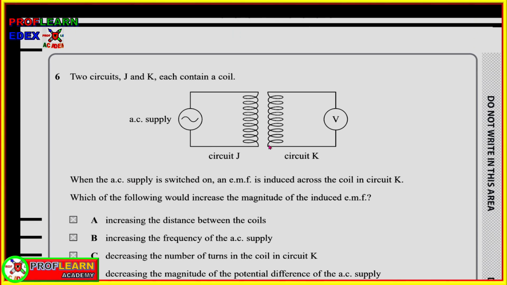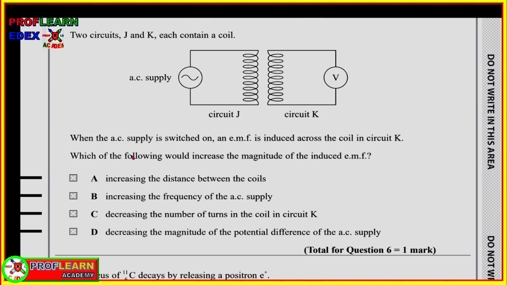Yeah, so those are the few. So let's talk of increasing the distance. This is going to decrease the induced EMF if you increase the distance. Increasing the frequency of the supply, decreasing the number of turns in K. This is going to decrease the induced EMF.